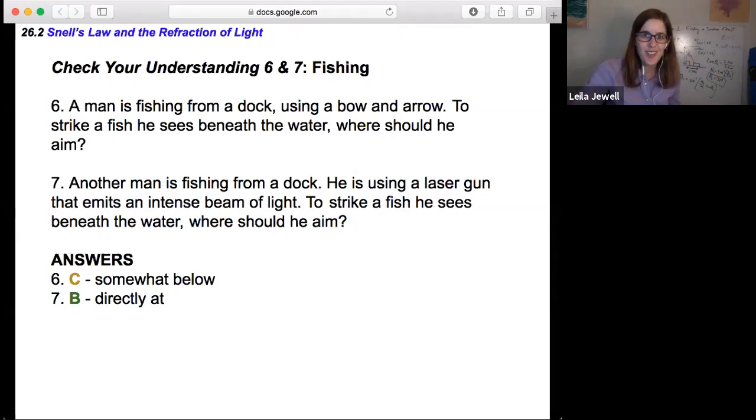So that's what you can remember. Very practical lesson in physics today for whenever you next go spearfishing.